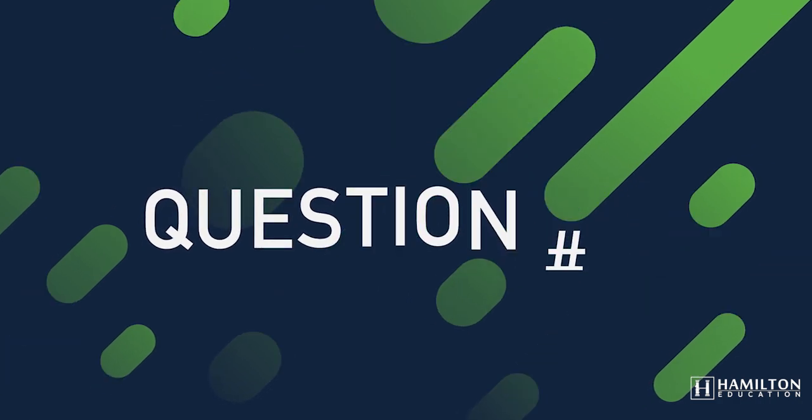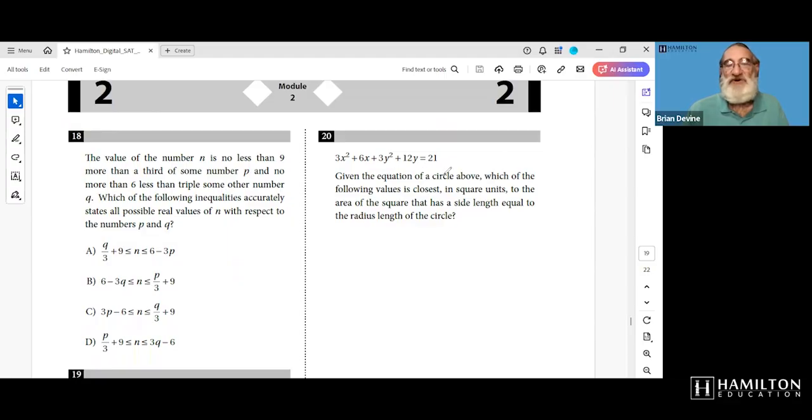Question 20. Given the equation of a circle above, so it's a circle. In fact, I could rewrite that thing, factoring 3 out of everything.